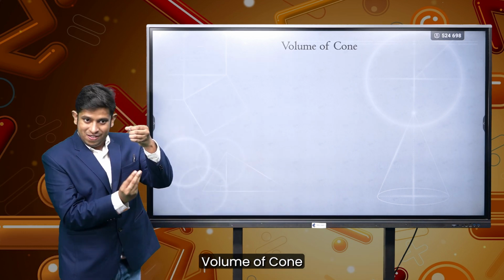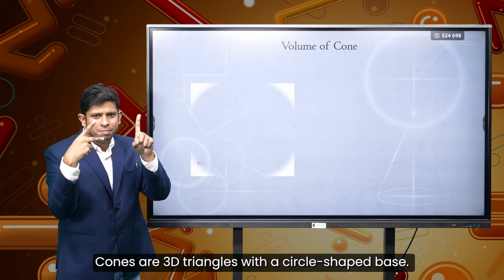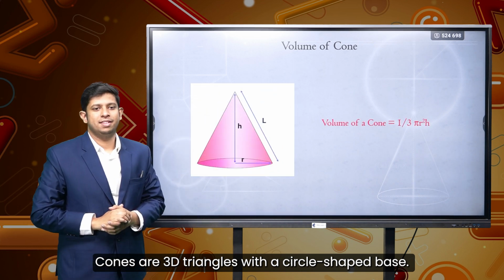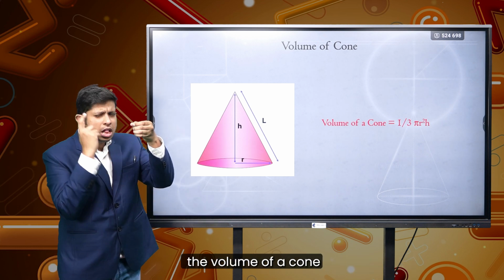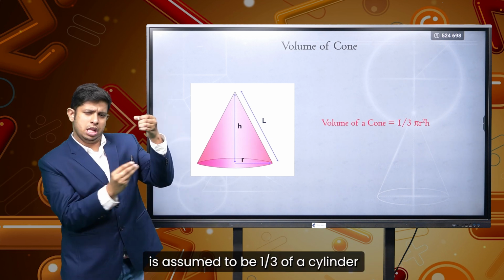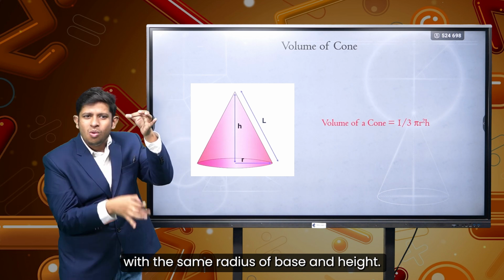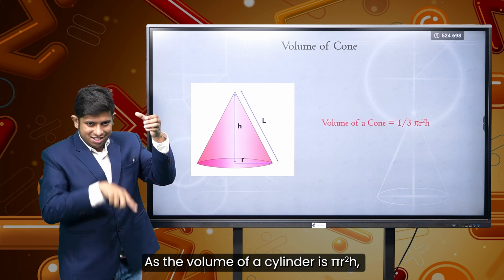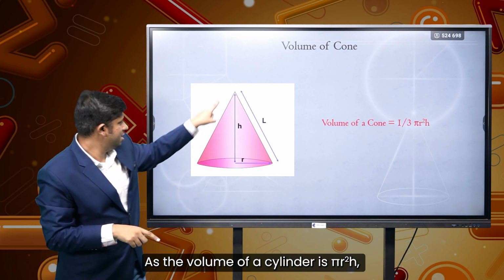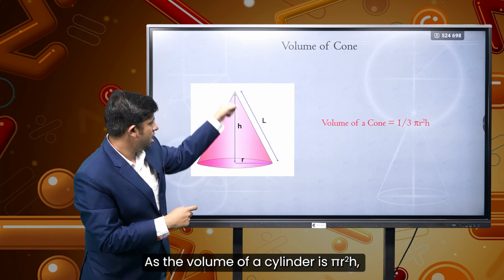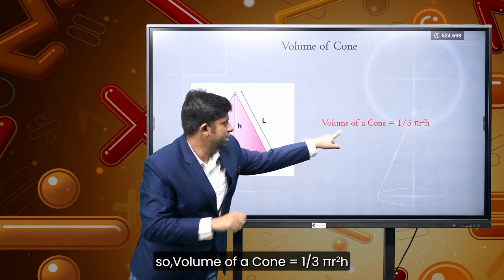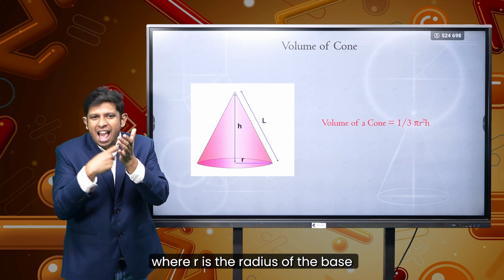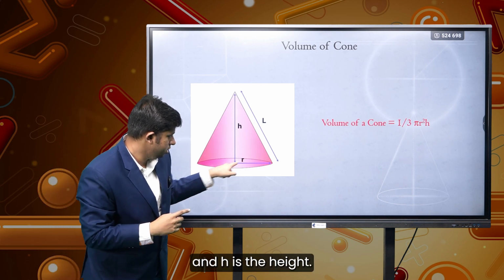Volume of cone. Cones are 3D triangles with a circular shaped base. According to the structure, the volume of a cone is assumed to be 1/3 of a cylinder with the same radius of base and height. As the volume of a cylinder is pi r square h, the volume of a cone is equal to 1/3 of pi r square h, where r is the radius of the base and h is the height.